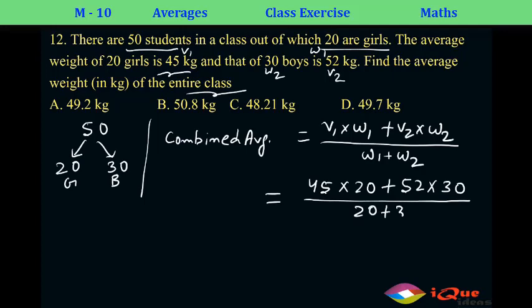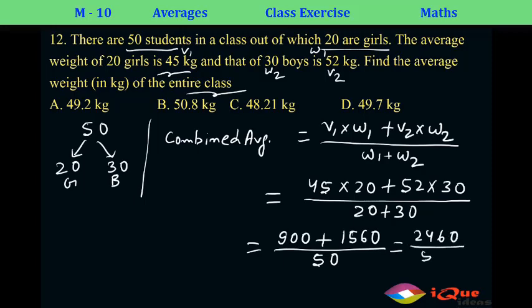So this is a normal simple question. So 45 into 20 is 900 plus 52 into 30 is 1560 divide by 50. Alright, so it is 900 plus 1560, that is 2460 by 50. So 0 and 0 get cancelled and the final answer would be 49.2 kg. So the average weight of the entire class is 49.2 kg, which is option A. That is the correct answer. Alright, now let's go to the next question.